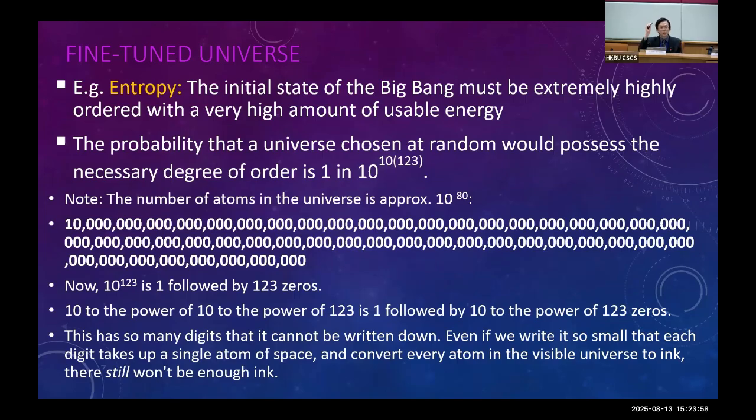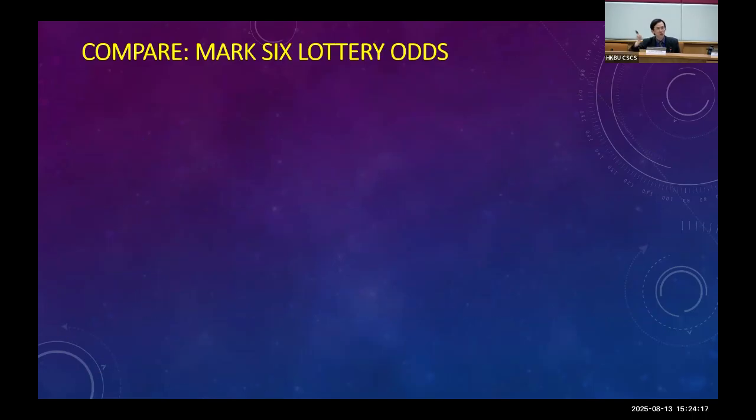Even if you write it so small that each digit takes up a single atom of space and convert every atom in the universe into ink, there won't be enough ink to write down the number. So that is how large the number is, or how precise the fine-tuning is. This is really astonishing. It stretches beyond our imagination.